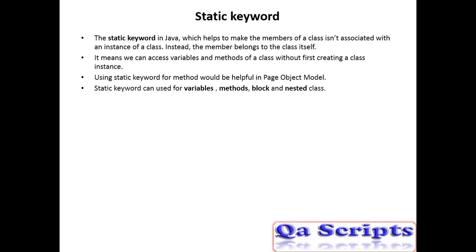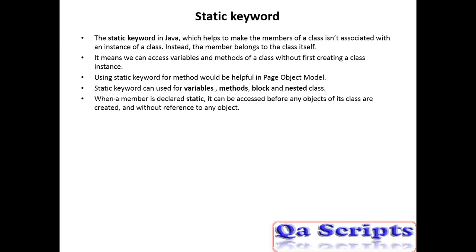The static keyword can be used for variables, methods, blocks, as well as nested classes. When a member is declared static, it can be accessed before any objects of its class are created and without reference to any object. It means if we use the static keyword, that variable or method becomes an integral part of that particular class. Hence you can access it before any object.